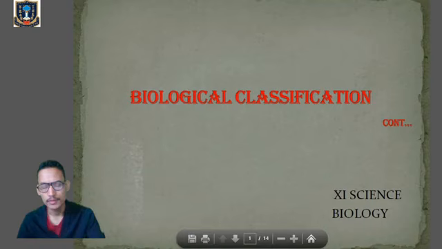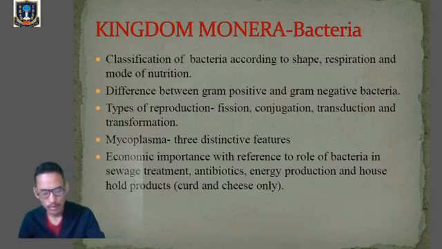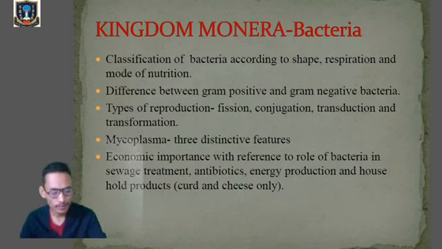We are dealing with the chapter biological classification. In the last class, we learned the major characteristics of the five kingdoms. So in today's class, we will continue with the kingdom Monera, and under kingdom Monera, we start with bacteria.